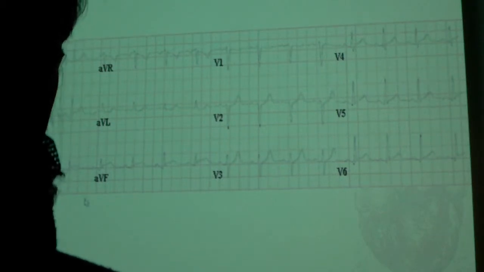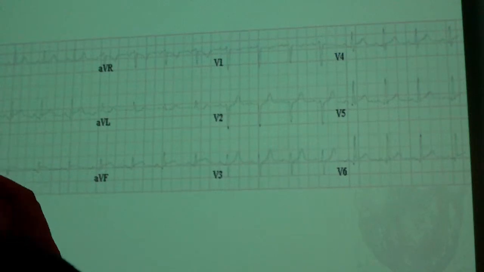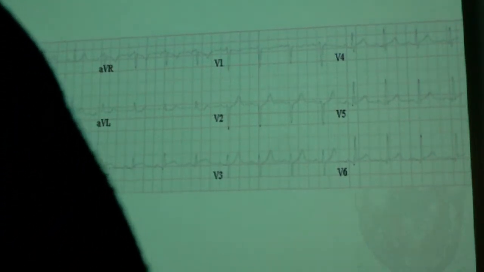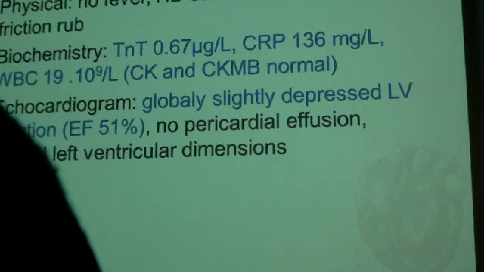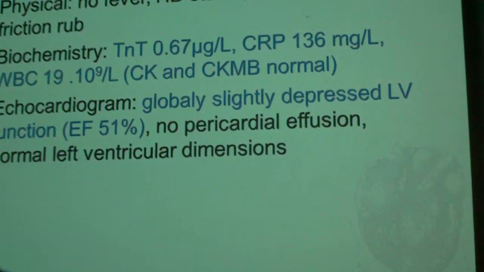We see a lot of these patients, and usually this is self-limited. So then we just admit patients, or we wait, depending on how they are clinically, and then we follow them up. But at this time, she had no fever, she was stable, she had no classic pericardial block.